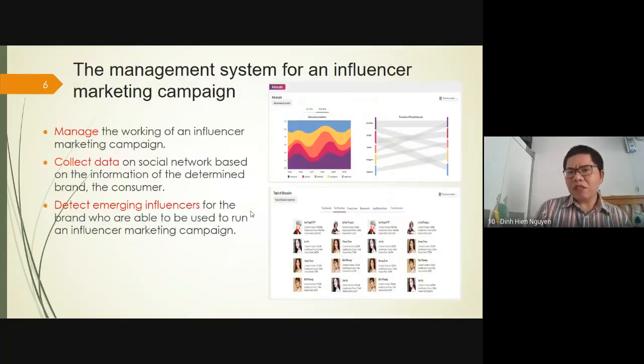A management system for an influencer marketing campaign has three functions. It can manage the work of an influencer marketing campaign, it can collect data on social networks based on the information, and it can detect emerging influencers for the brand, for those who are used to run an influencer marketing campaign.